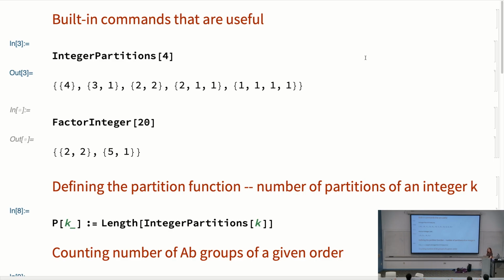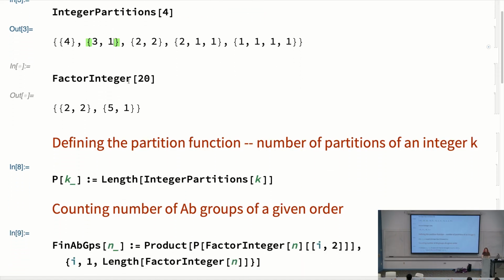Okay, so here's how I did this. This is a program called Mathematica that's good for math computation stuff. It has a built-in command that tells you the partitions of a number. So here's the 5 partitions of 4, and you can see the syntax. It just gives them to you as a list. So this corresponds to the partition 3 plus 1. And it can also factor numbers. This is what that looks like. So 20 is 2 squared times 5 to the first.